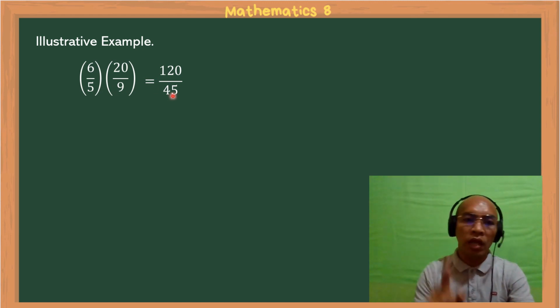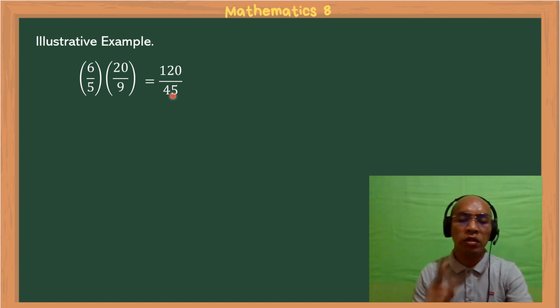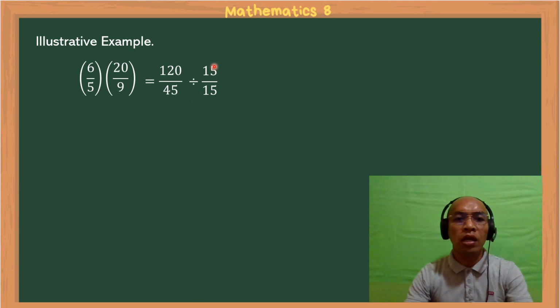Again, take note that a fraction or rational algebraic expression must always be expressed in lowest terms. That is why we have to remove or extract the greatest common factor between 120 and 45. In that case, that is 15. So 120 divided by 15 is 8. Then 45 divided by 15, that is 3.